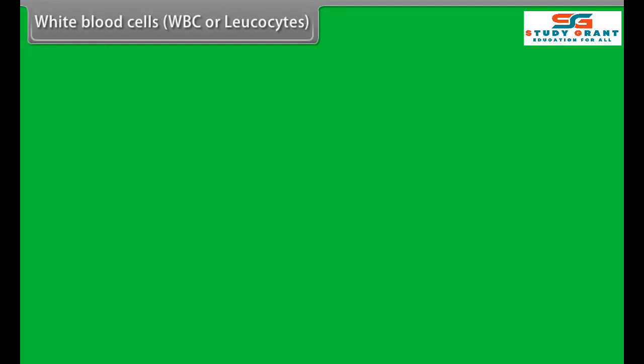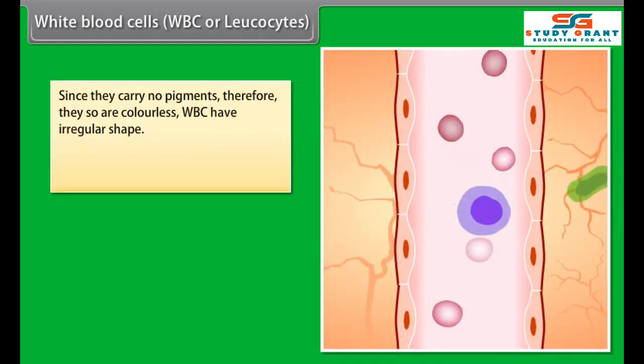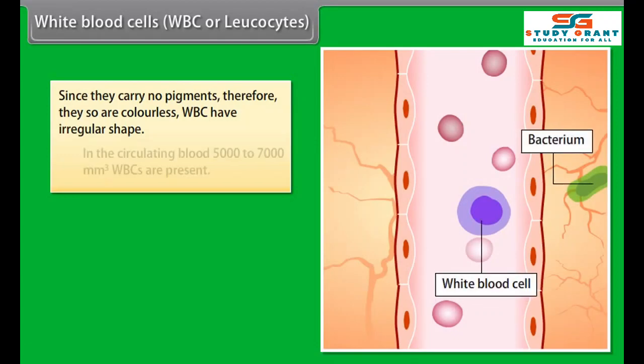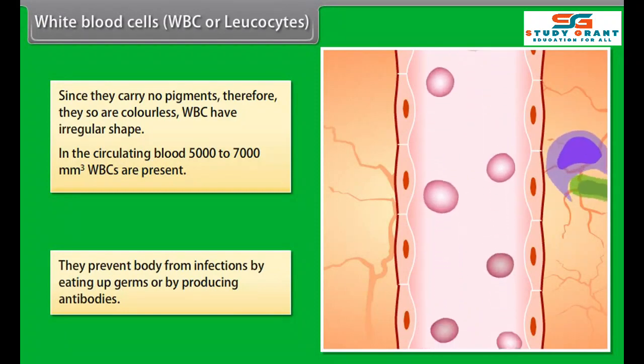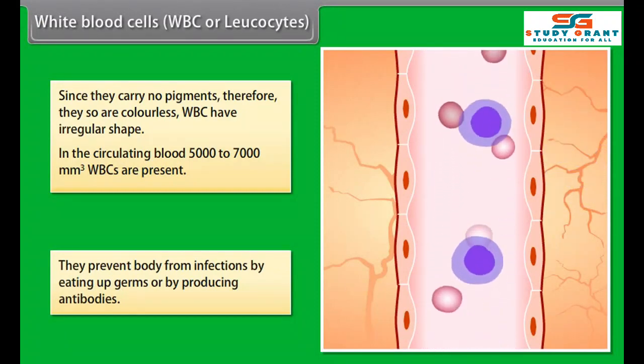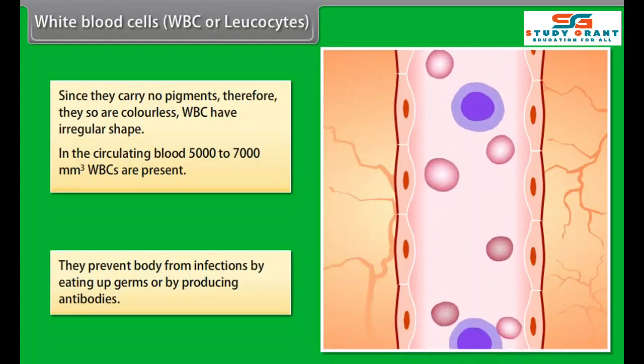White blood cells, WBC, or leukocytes. Since they carry no pigments, they are colorless. WBCs have irregular shape. In the circulating blood, 5,000 to 7,000 per mm³ WBCs are present. They prevent the body from infections by eating up germs or by producing antibodies.